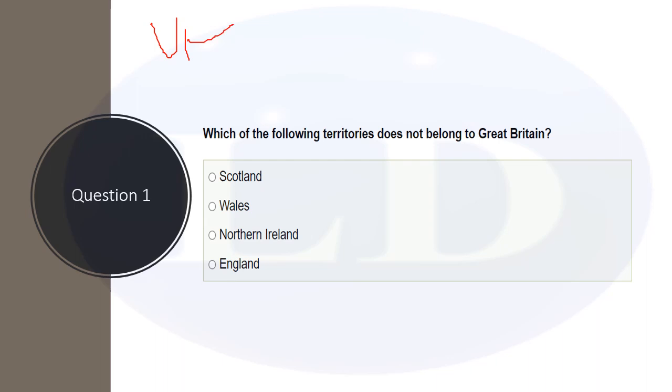Let me write with the mouse. It's very difficult, I don't know how to get better at these things. Anyhow, the UK is 4 countries and Great Britain is 3 countries. Now look at the question: which of the following territories does not belong to Great Britain? Scotland, Wales, Northern Ireland, England. All of them seem like juicy options, but remember one thing, that the UK is a 2-piece country.